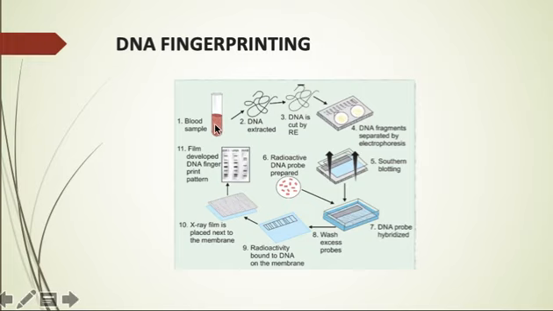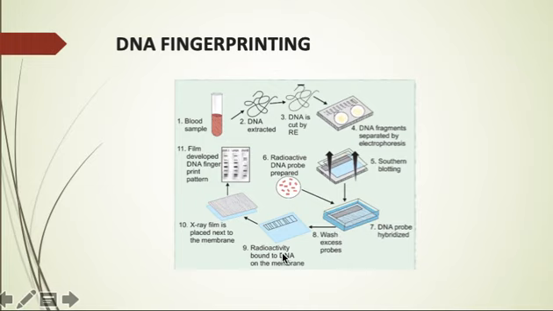The blood sample is taken from the patient. Then the DNA is extracted. Then it is fragmented by using the restriction endonuclease enzyme. After that the DNA fragments are subjected to electrophoresis and then to the blotting process, that is the Southern blot, right? And then a radioactive DNA probe is prepared, and it is hybridized with the DNA, right? And then it is washed, that is the excess of the probe is taken off.